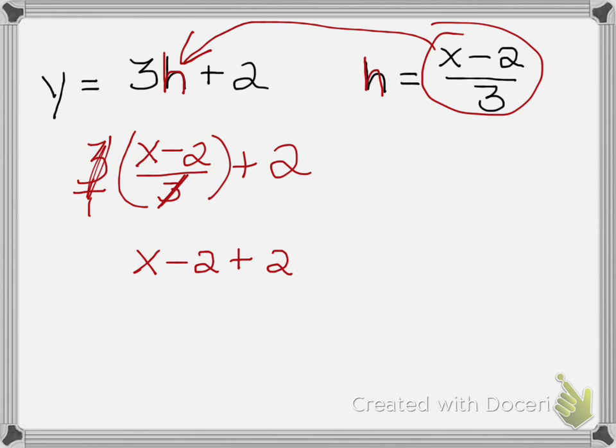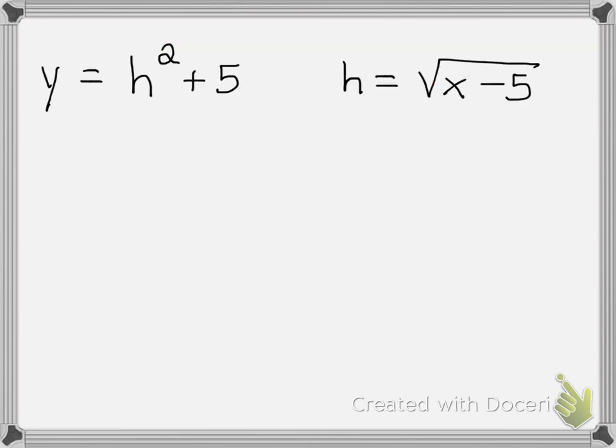Now I can combine like terms. Well, negative 2 plus 2 equals 0, right? They cancel each other out. So my answer will just equal x. Let's look at another example.